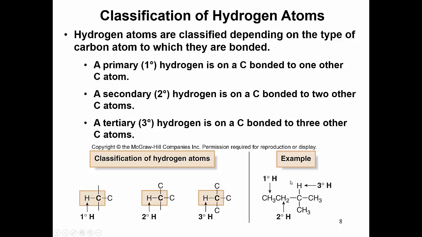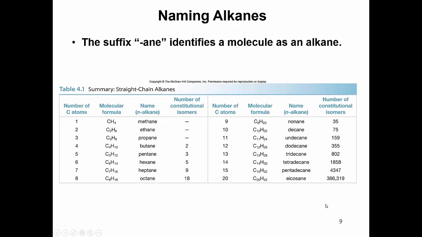Okay? And again, simple example, in order to classify the hydrogens, you simply look at the carbon that they're bound to and see if it's primary, secondary, tertiary. Okay, again, hopefully that's very, very straightforward, relatively trivial. And so now we're going to talk about naming alkanes, and this is kind of an interesting, fun topic.